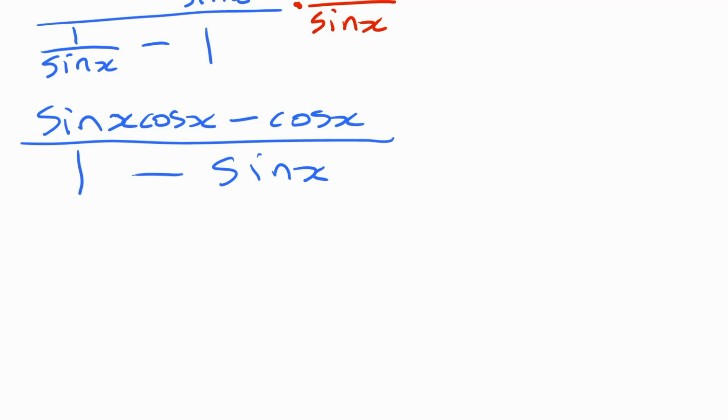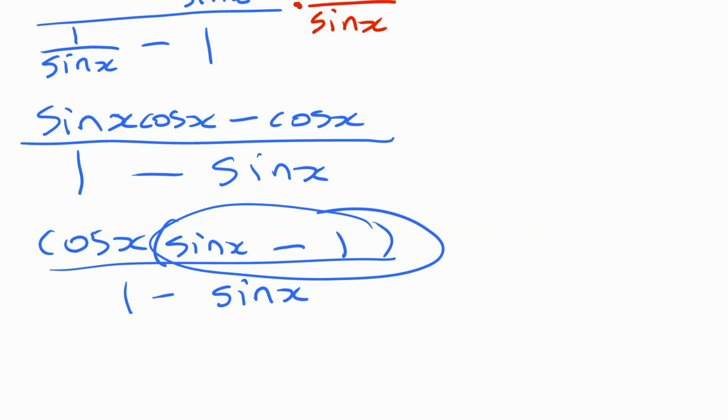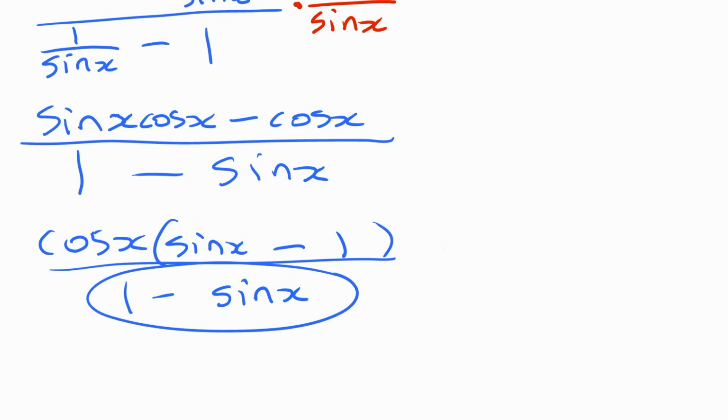But what I can do is factor the top, because what you'll see happens here, if I factor the top, what I mean by that is we have a common factor of cosine on the top. There's two terms and they each have a cosine involved. So if I factor out a cosine and I make this sine minus 1 on top, right? And then the bottom I have 1 minus sine. Now you have binomials that look very similar to each other. Sine minus 1, 1 minus sine.